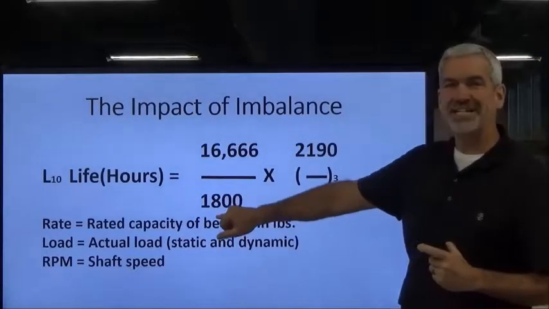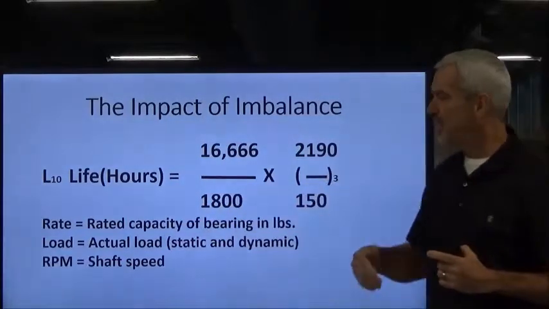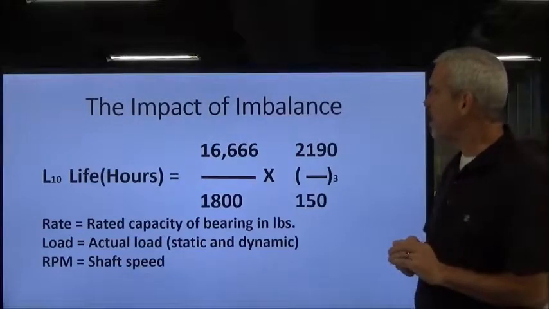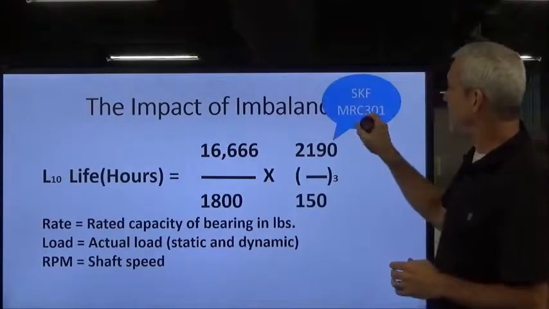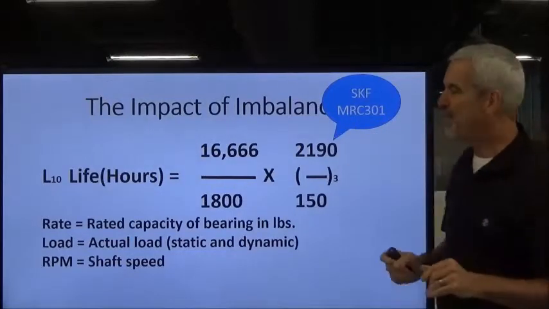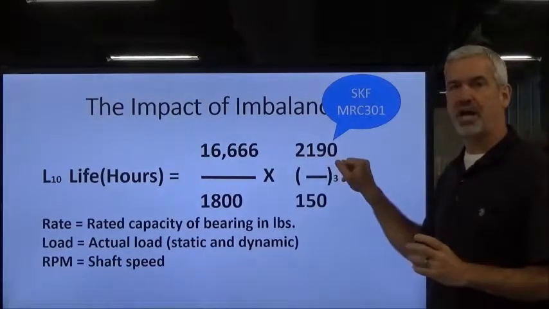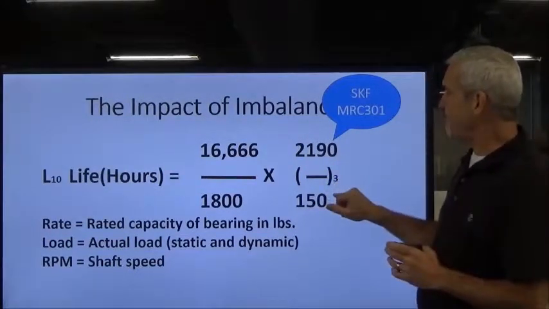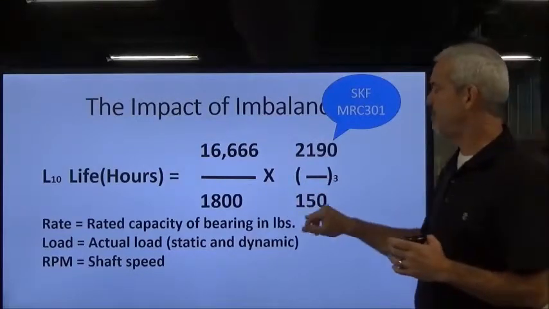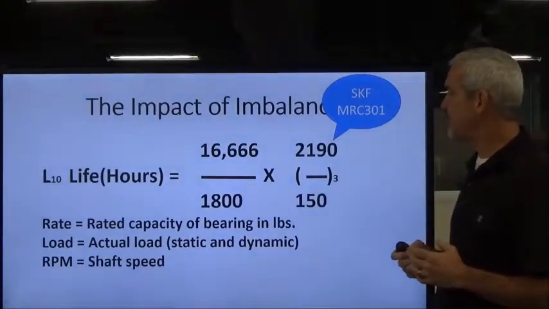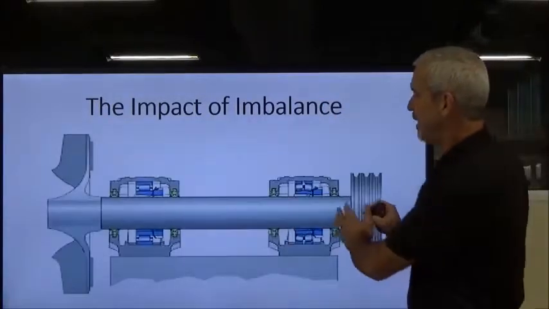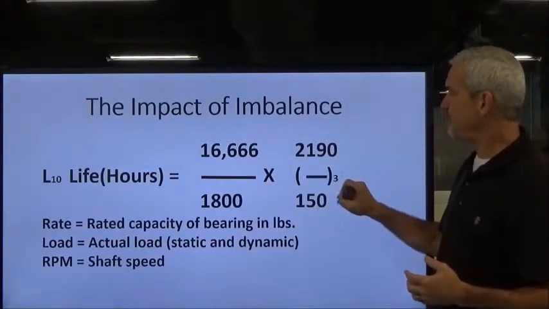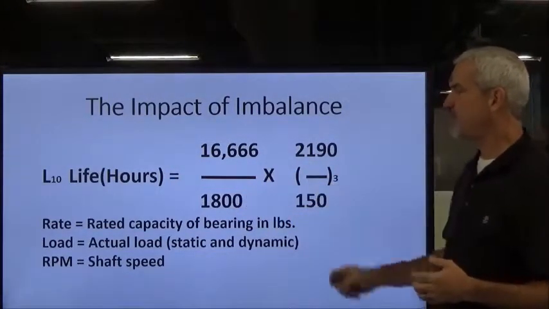So let's plug in some numbers real quick. Okay, so we're running at 1,800 RPMs. We're going to use this number a lot because it's a standard RPM of a three-phase AC motor used in so much of manufacturing. And then the bearing I have selected is an SKF MRC 301. You don't need to memorize any of that, but it does have a load rating of 2,190 pounds of force, all right? So we divide that by the actual force, and I just made this number up for our mathematical purposes. Let's say that fan assembly and the sheave and the blade and everything weighed 150 pounds, okay? So we're going to divide these, cube it, and multiply the two together.